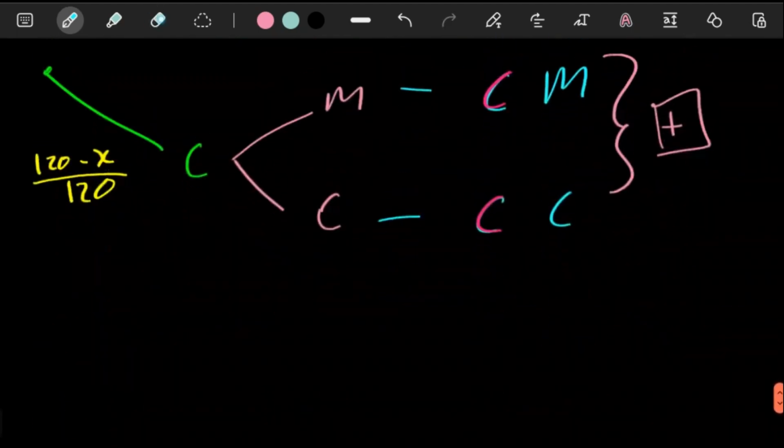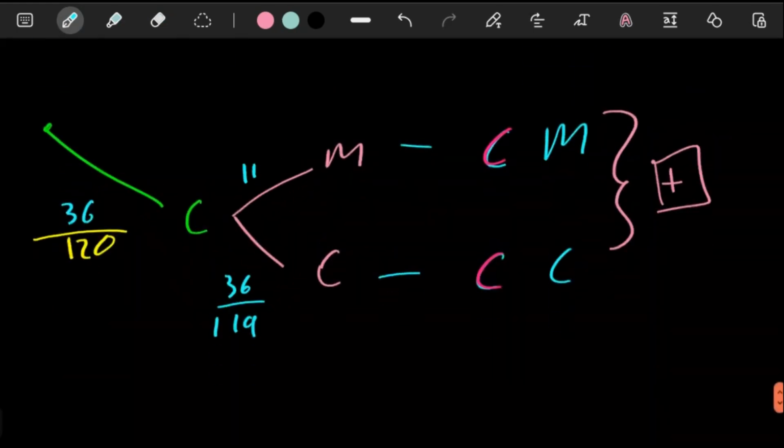So if x is 84, it means that here we're going to have 120 minus 84, right? Which is going to be 36. And then here 36. And here 84.